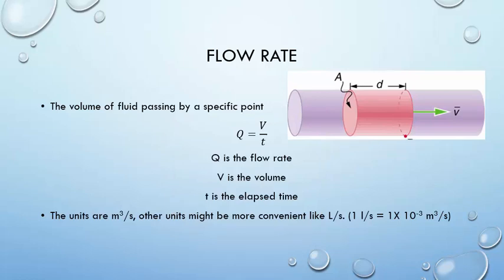Be careful when you're using the units, because a lot of times you'll get the flow rate in liters per second, and we really need that to be in meters cubed per second if you're trying to find velocity in meters per second. So just watch for that.